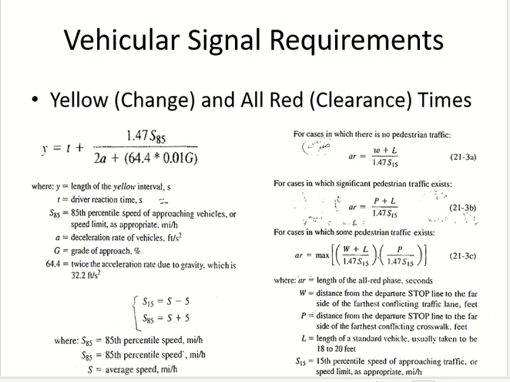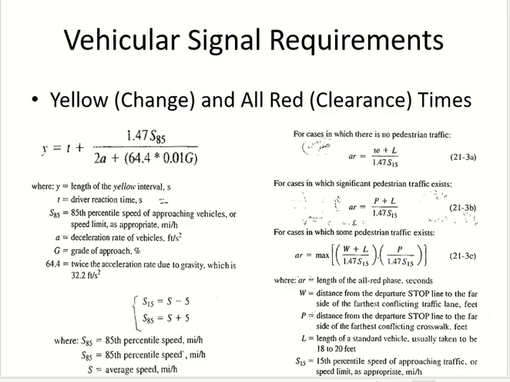So we have the perception reaction time for the vehicles. We have the acceleration, the deceleration, the normal one. We have the capital G, which is what? The grade. And the 85th percentile speed. Then you move on to the other side, which is for all red time. All red time can have 3 cases.